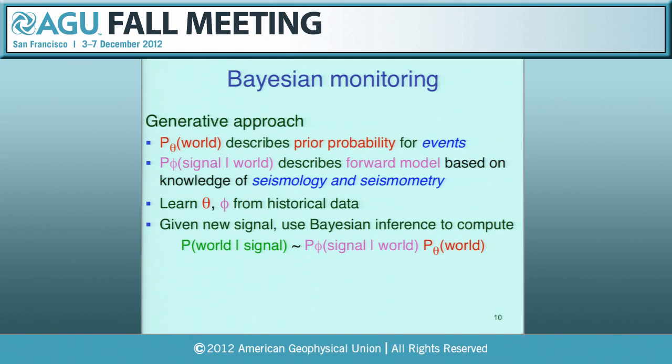And when you have a new signal coming in, you take your model and you apply Bayes' rule. The two terms on the right, P of signal given the world, this is your knowledge of seismology and seismometry. This is your prior for event locations and types and depths and so on. And you basically multiply those two, given the signal that you have, to produce a posterior distribution over what the world might be like, i.e. what events actually occurred to produce these signals.